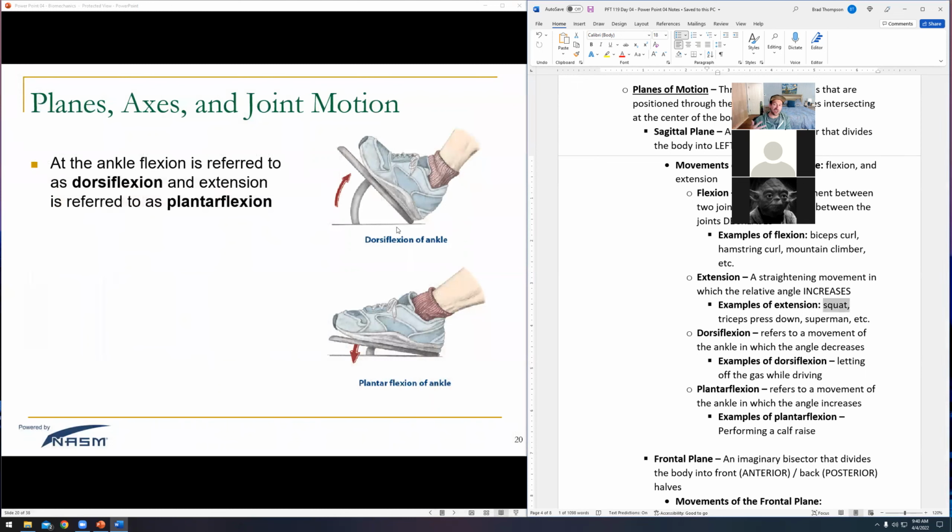These are both actually examples of flexion and extension, even though they're both called flexions. Dorsiflexion is where you are bringing your toes up towards the rest of your body. In this example, the anterior tibialis, your shin muscle, is pulling your toes towards you. That's dorsiflexion, or letting up on the gas. And then plantar flexion is pointing your toe away.